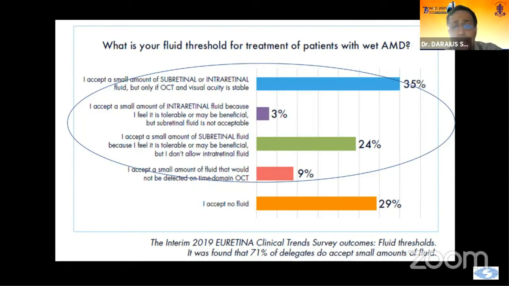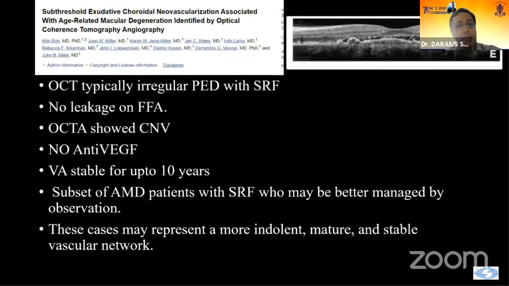And this is a clinical trend survey from 2019 URetina. It found that 71% of delegates do accept small amounts of fluid. So let's see how it translates into the real world. So this was a study from, I think, the Harvard Medical School in Boston.